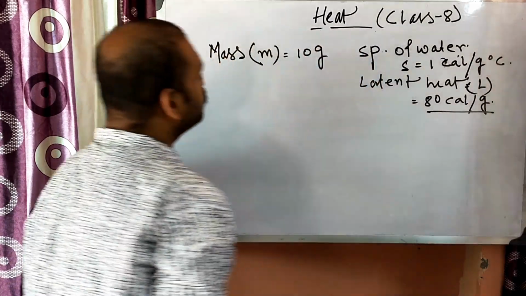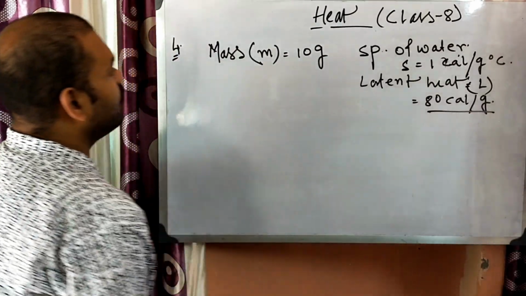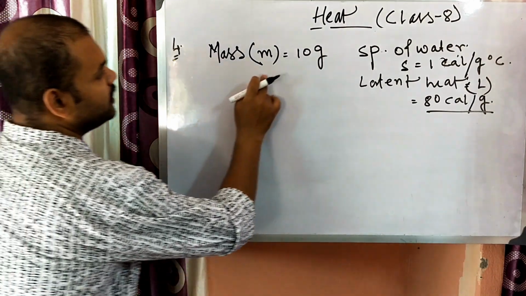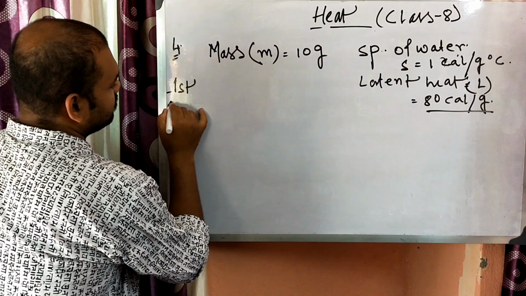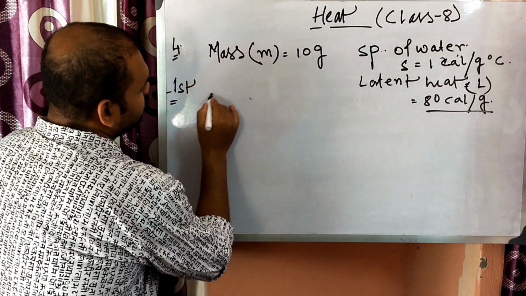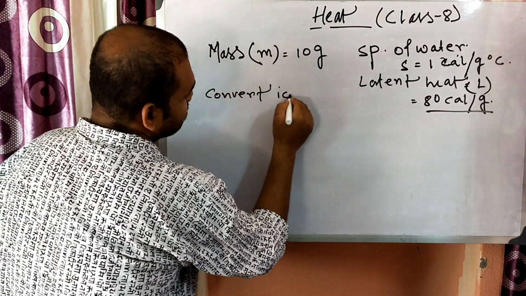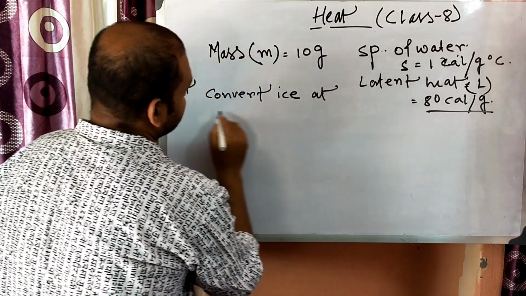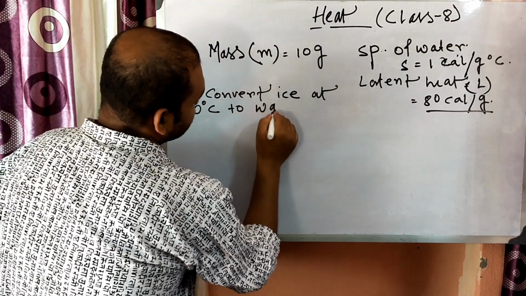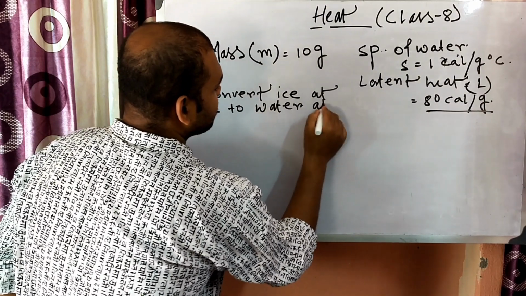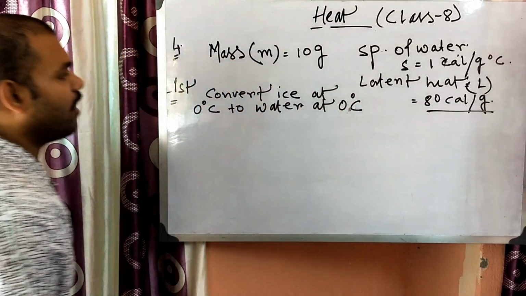Okay, so we need to do the maths in 2 steps. Okay, in first step, what will we do? We need to convert ice at 0 degree C to water at 0 degree C. Okay, so how to do that?